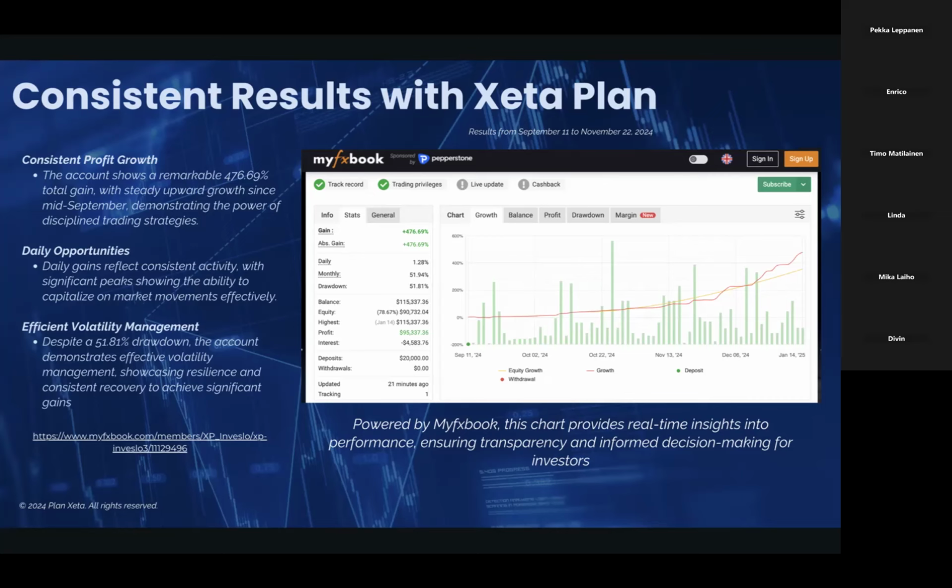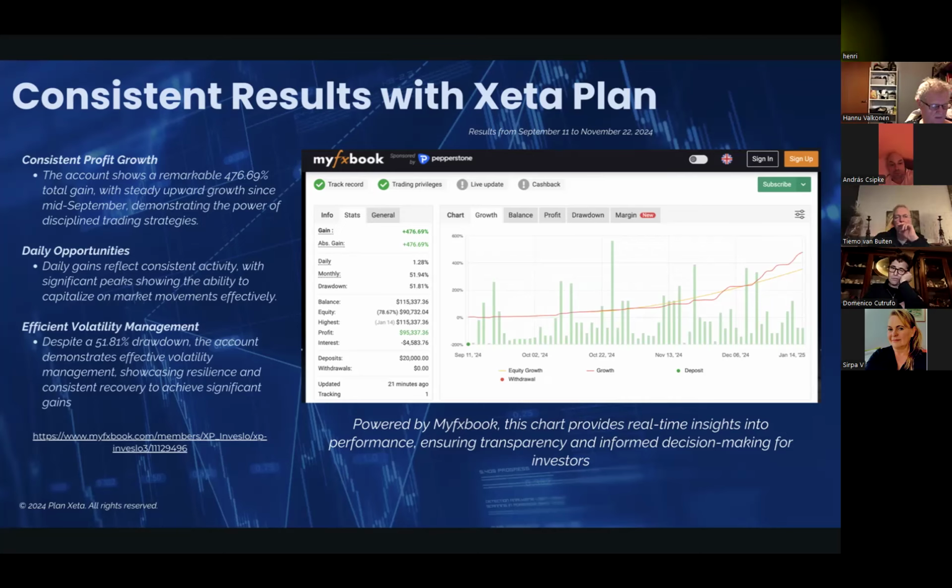So we got a 476% gain, a daily percentage of 1.28, and a monthly return, as in the last 30 days, of 51.94. And like we've always said, the drawdowns are there. 51.81% drawdown. But like we've mentioned, it's about being on hot streaks. Sometimes we go on runs where we're consistently winning and then we'll get stuck. But once we overcome that period, we'll keep on going and going. So it's about long-term vision and trusting the system.